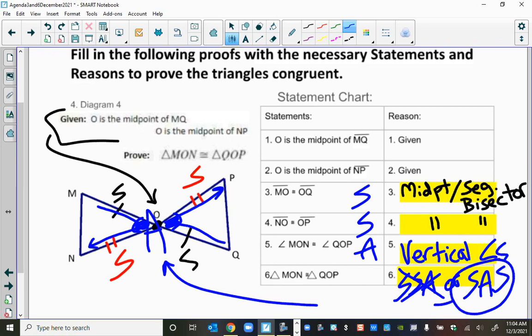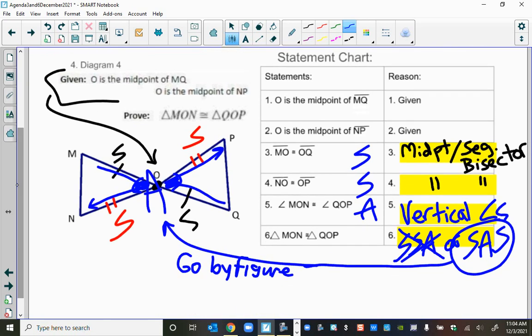All right. Okay. So again, I think we're at that point where you go by the figure. Go by the diagram. Actually, I should say diagram. It's probably easier. Go by the diagram. Don't go by this order necessarily. Go by your diagram. All right.